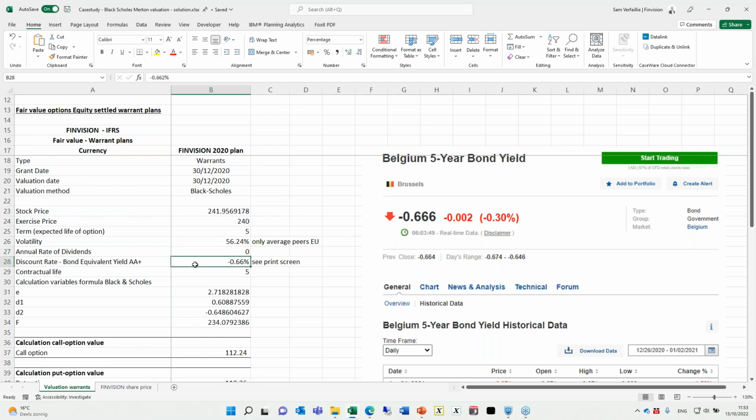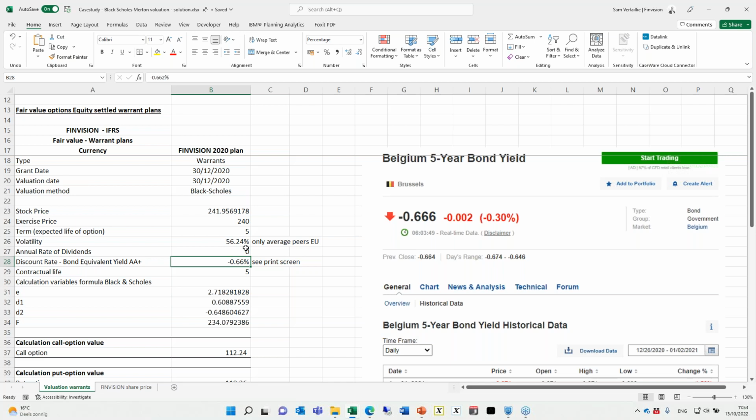Then you have the discount rate. For the discount rate, you look at the entity. We are a Belgian company, and we use the Belgian five-year bond yield. Why a 5-year bond yield? Because we match it with the term. If we had 10 years, we would use the 10-year bond yield. If I'm a company in the US, I will use the US bond yield, and that's something clear.